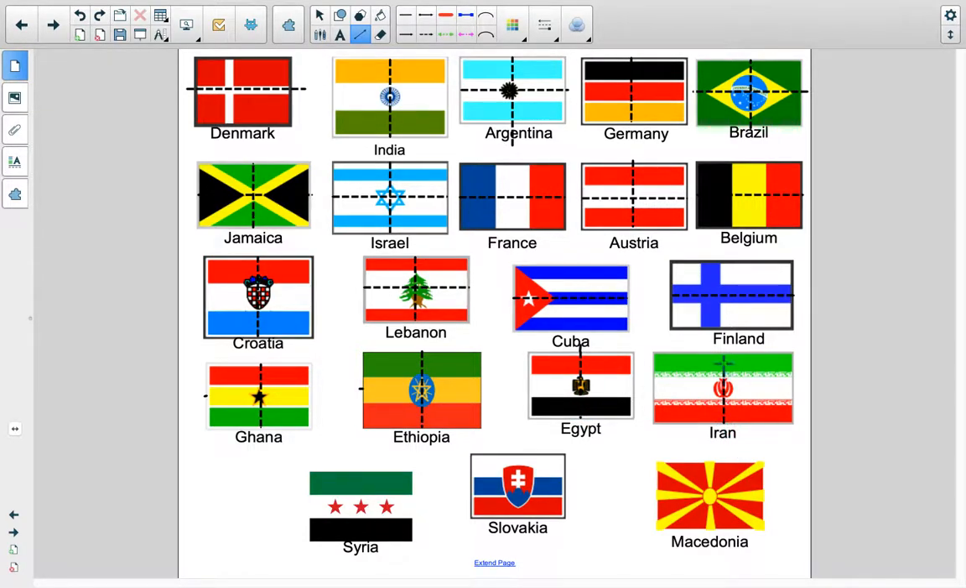Iran's the same this way. And Syria, right, has got the horizontal line of symmetry. Actually, no, it doesn't because it's two different colors. It's got the vertical line of symmetry. So that horizontal one's got to come out. Slovakia, right, has got the one down the middle. And Macedonia has got this one and this one.